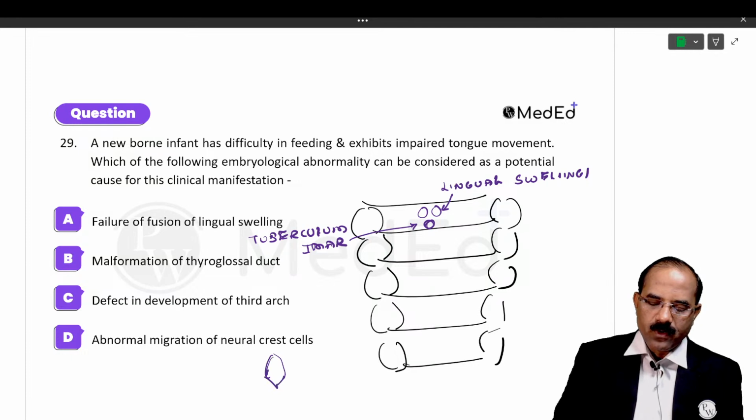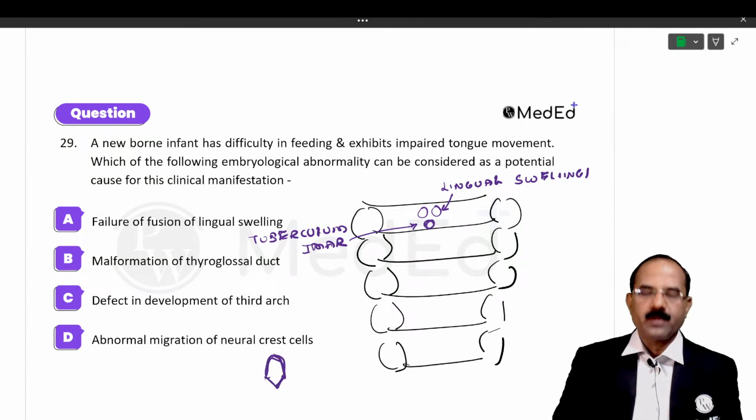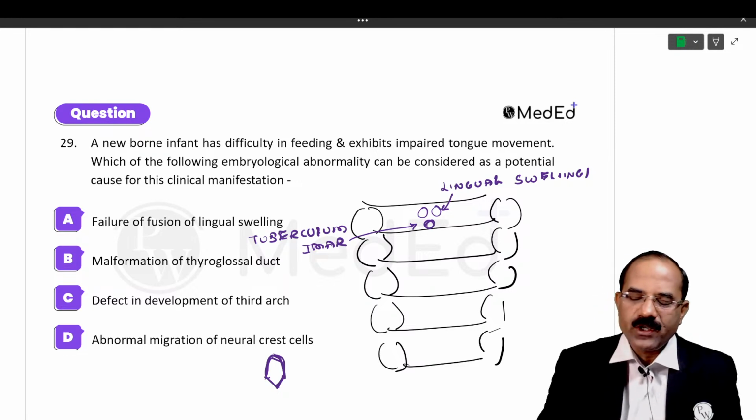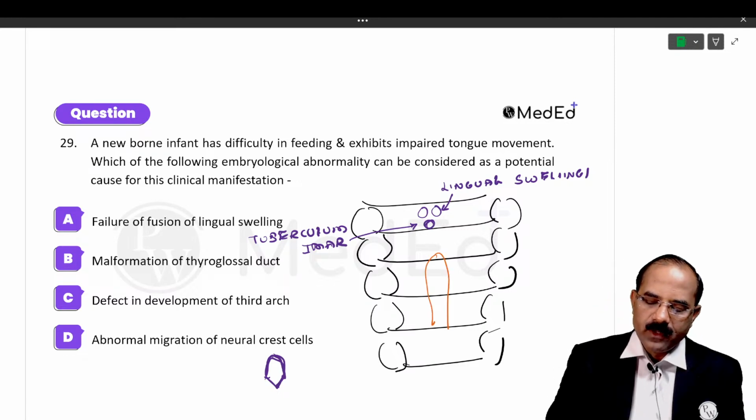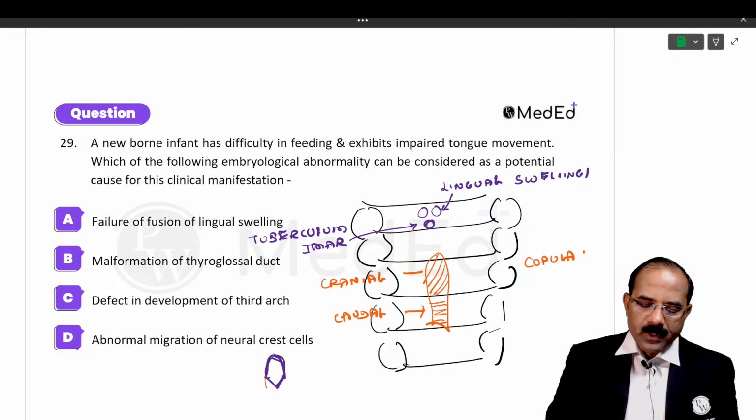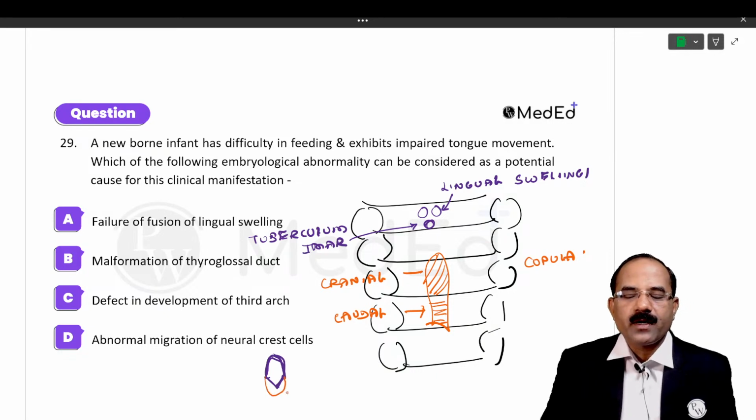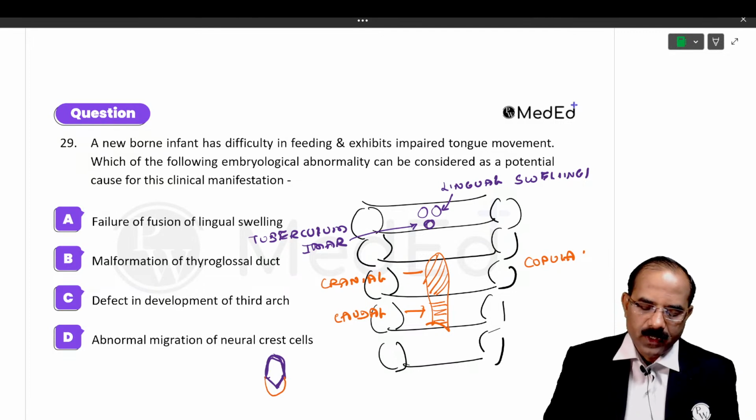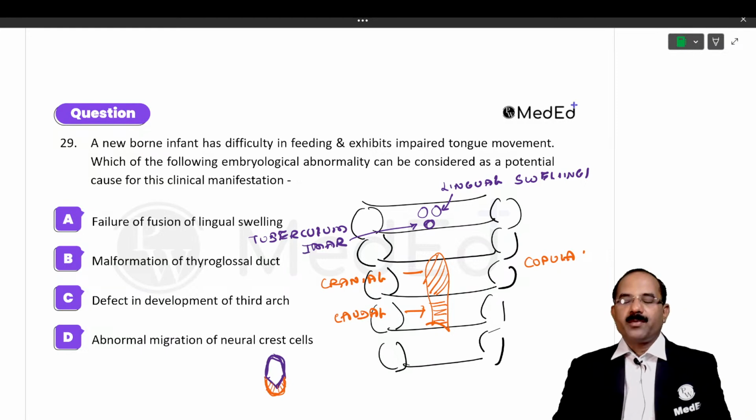Anterior 2/3 of the tongue, है ना? ये anterior 2/3 of tongue बनेगा from two lingual swellings and tuberculum impar. In the third and the fourth arch, इससे हम बोलते हैं copula. So this is the cranial part of copula, and ये कौन है? Caudal part. So the cranial part of copula से क्या बनेगा? Posterior 1/3 of the tongue is derived from the cranial part of the copula.